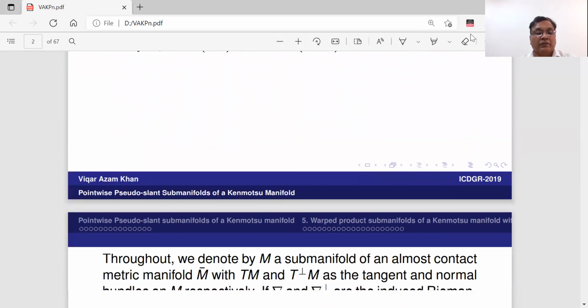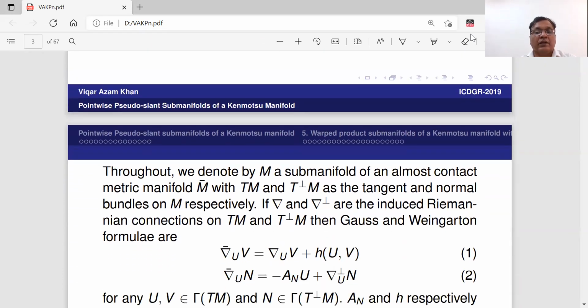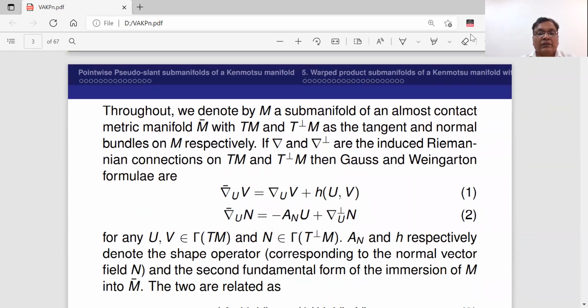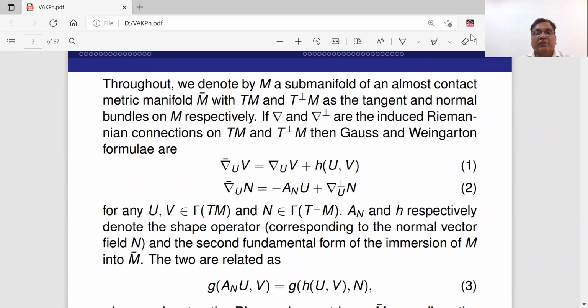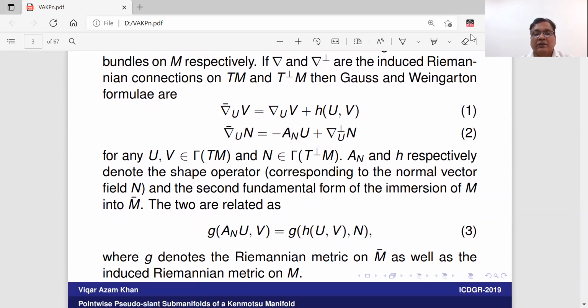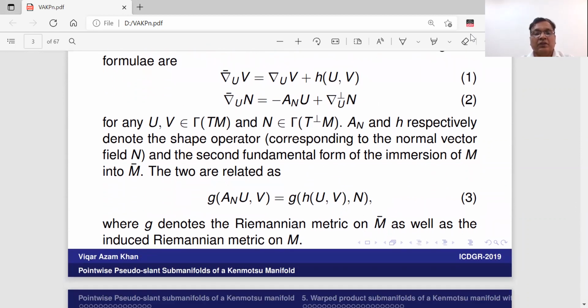And then there appears the second fundamental form. It's a normal valued 2-form on the submanifold. This is related to the shape operator in equation number 2, and they are related by equation number 3. The shape operator and the second fundamental form are related by relation number 3. These are some basic things, but I am talking about them because the symbols and the nomenclature should be understood.